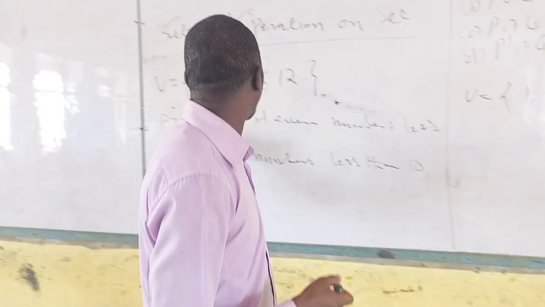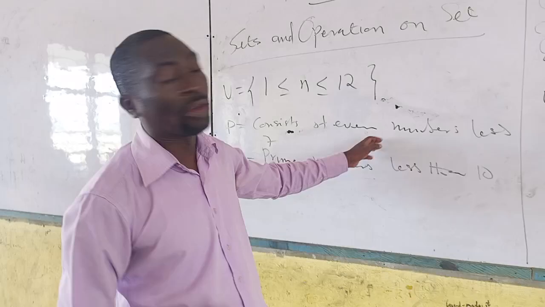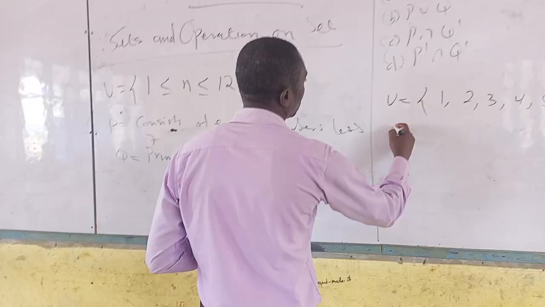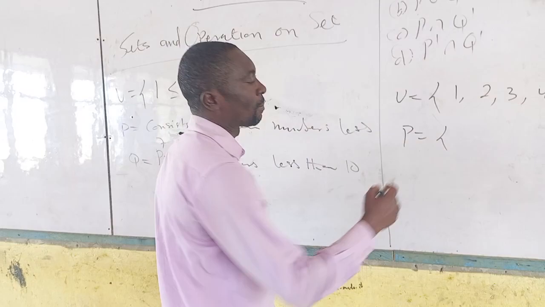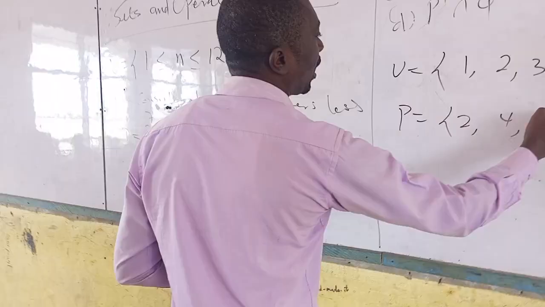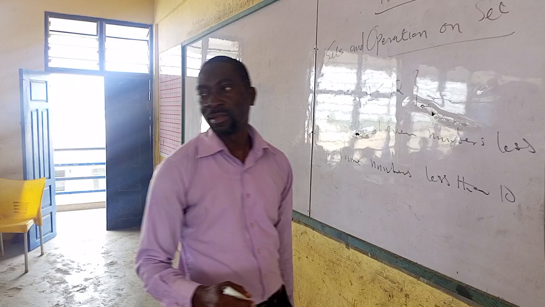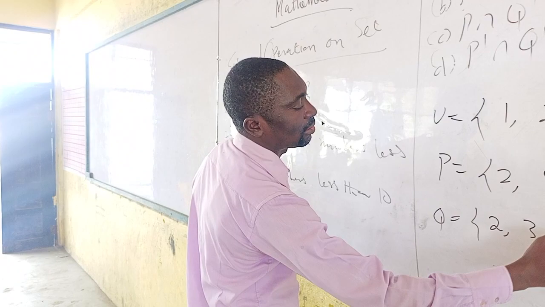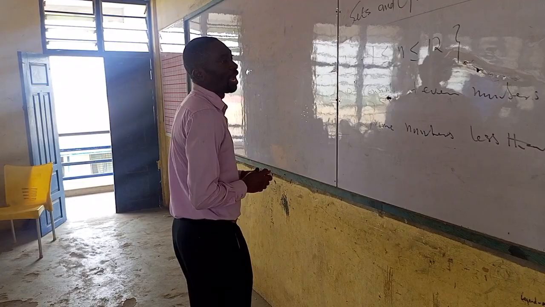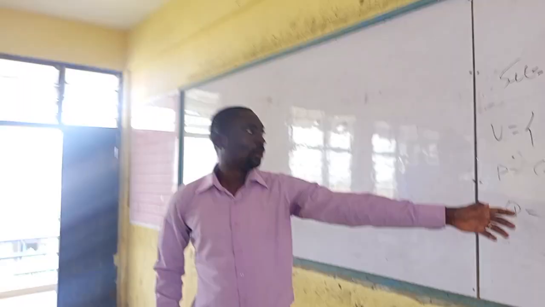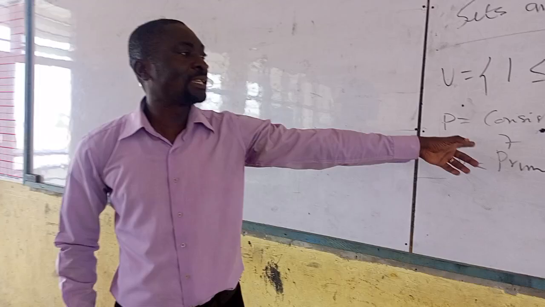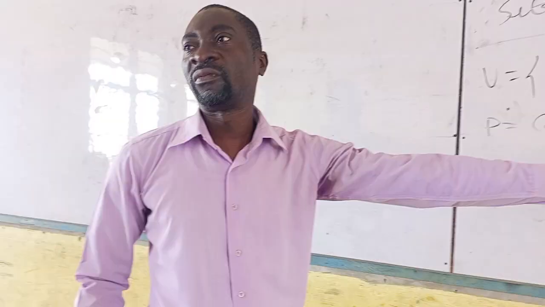Now we said that P consists of even numbers less than what? Seven. Let's list them: 2, 4, 6. Then prime numbers less than 10. Let's list them: 2, 3, 5, 7. That's all. Now that we have our universal set, our P, which is even numbers less than 7, and our Q, prime numbers less than 10.